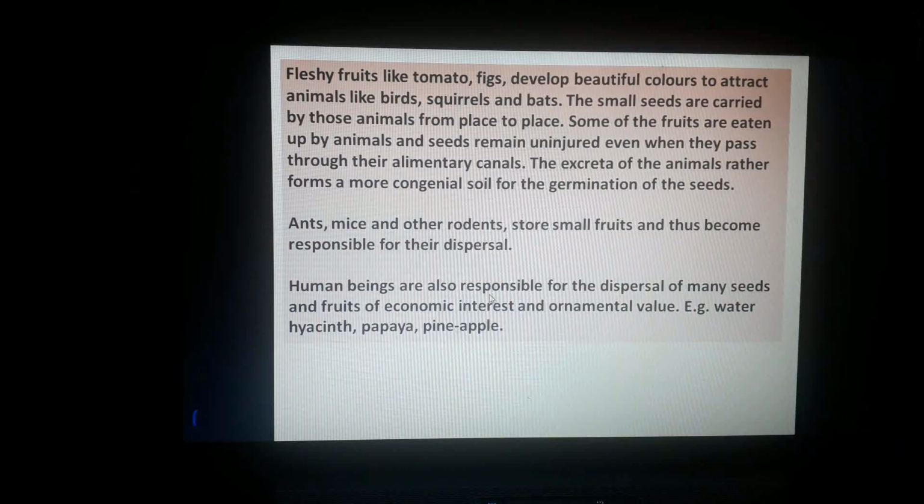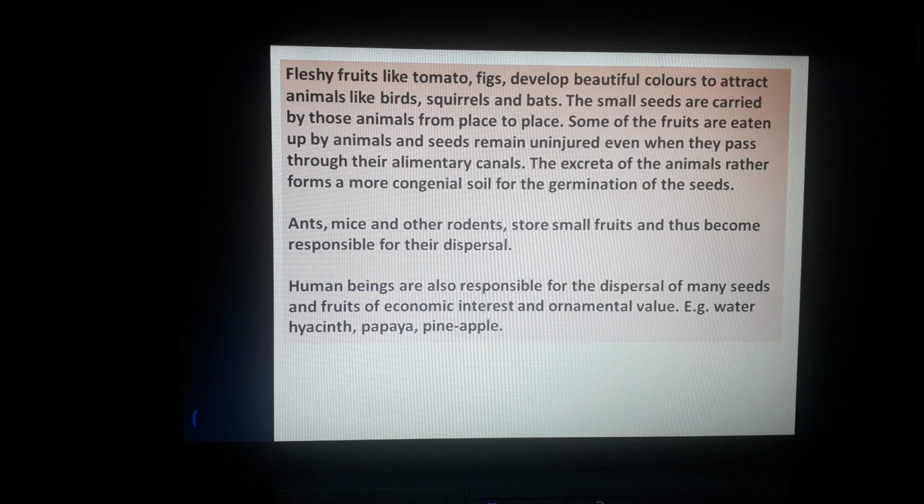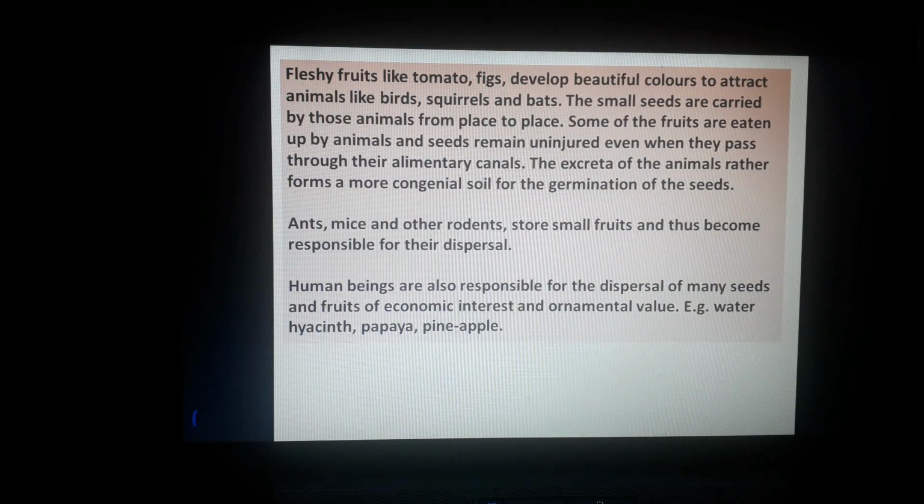Some fleshy fruits like tomato, figs, these are the very beautifully colorful fruits which attract the animals like birds, squirrels and bats. Further, these seeds are carried away from one place to another place, and sometimes these fruits are eaten by the animals uninjured, and these seeds pass through the alimentary canal of animals, and further these reach the new place through the excreta of the animals.